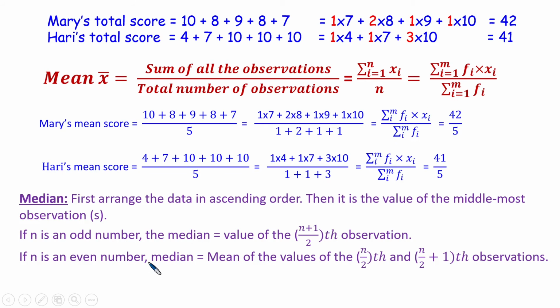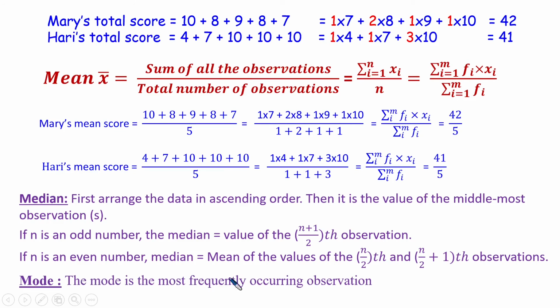If n is an even number, then the median is the mean of the n by 2th and the (n by 2 plus 1)th values. Suppose you have 10 data points, then you take the 5th data point, since 10 by 2 is 5, and then the 6th data point. Now you have 4 below, 1, 2, 3, 4, and then 7, 8, 9, 10. So you take the 5th and 6th data points and divide by 2, and that is the median. That is obvious. So what is the mode? Mode is the most frequently occurring observation.